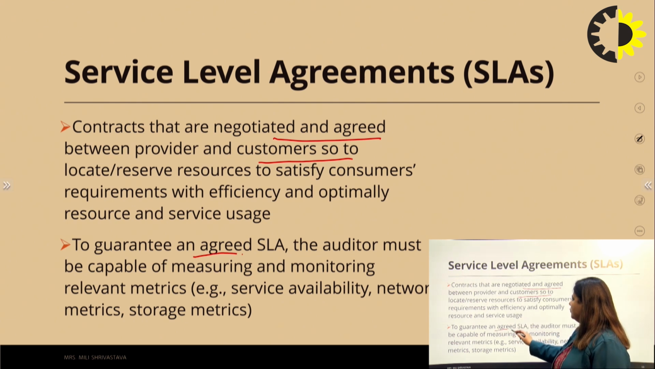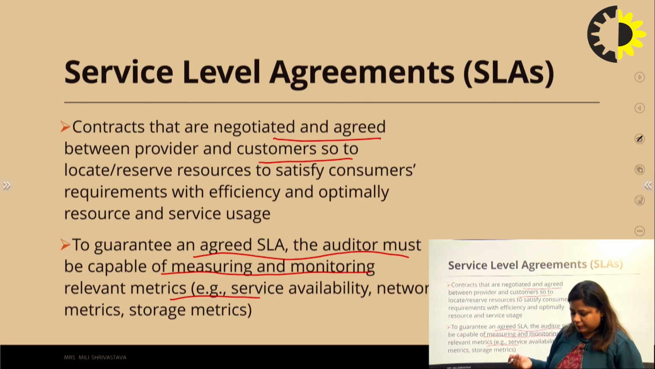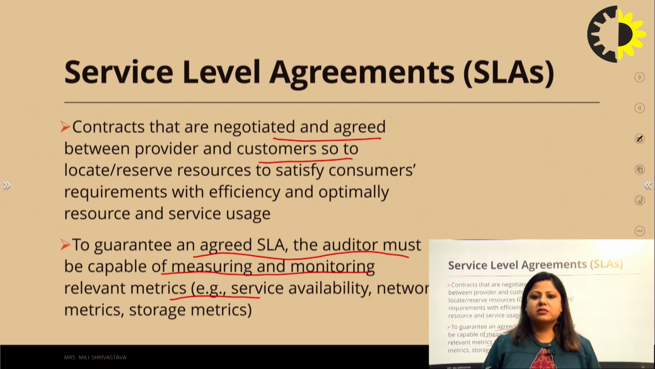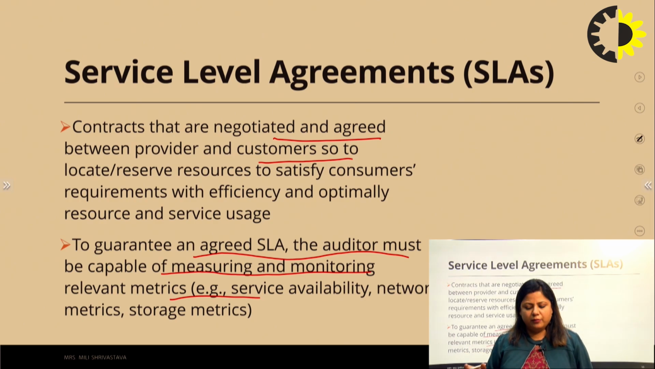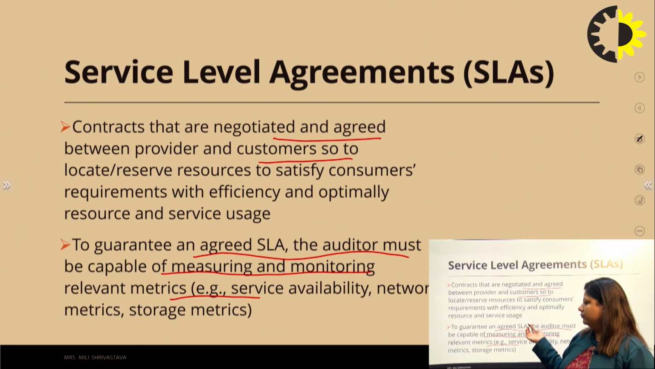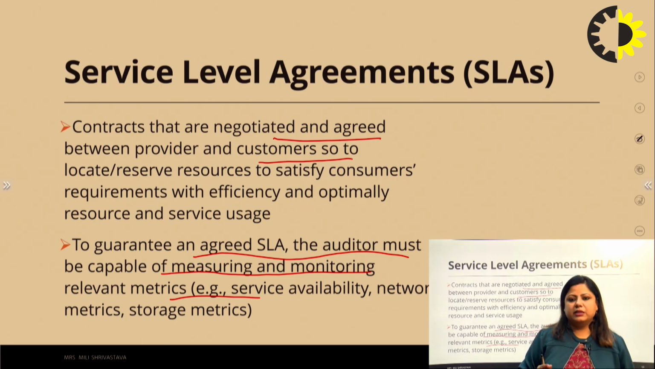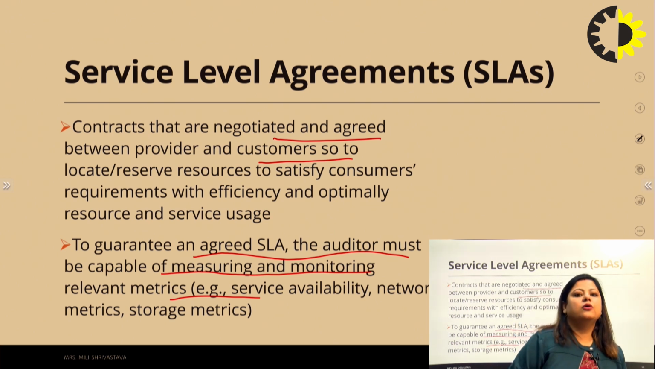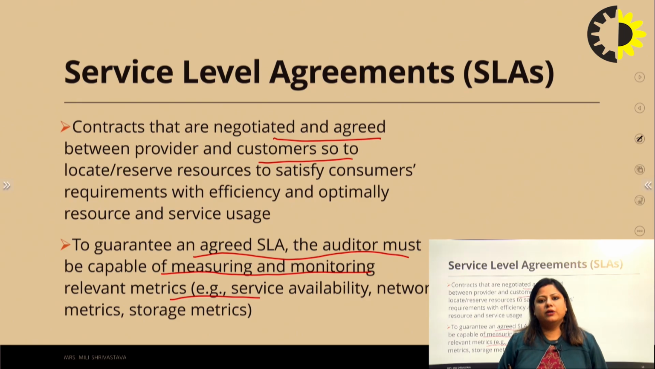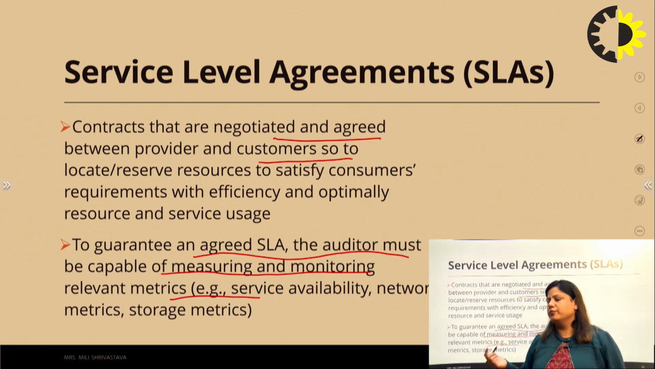Now, to guarantee an agreement SLA, the auditor must be capable of measuring and monitoring relevant metrics. There are so many cases of fraud also. So, in between how cloud consumer or cloud provider works in the NIST model, basically the cloud auditor, cloud carrier and cloud broker are working in between cloud consumer and cloud provider to ensure the service level agreements which is ensured by cloud provider to cloud consumer.